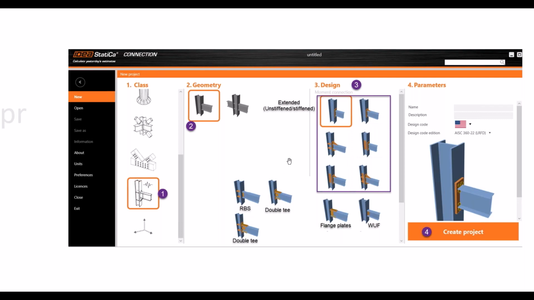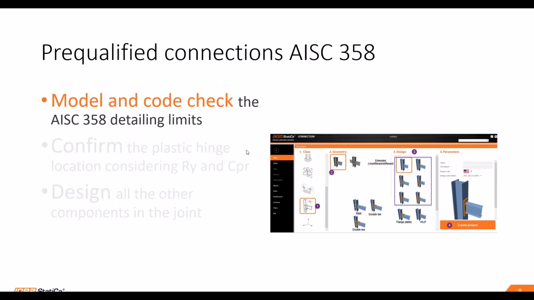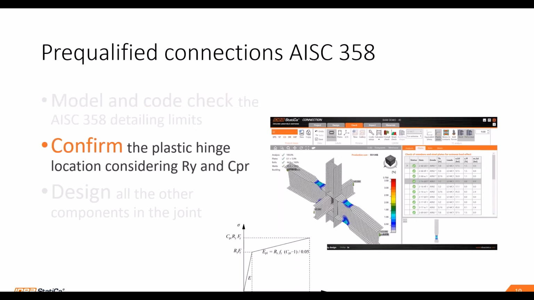After that, you can modify members and modify your connection, but you will see the warnings in the model area. I'll show you that in an example. So you can code check these detailing limits before running the analysis. After you do that, you can confirm that the plastic hinge location is where you are designing that plastic hinge location based on AISC 358.